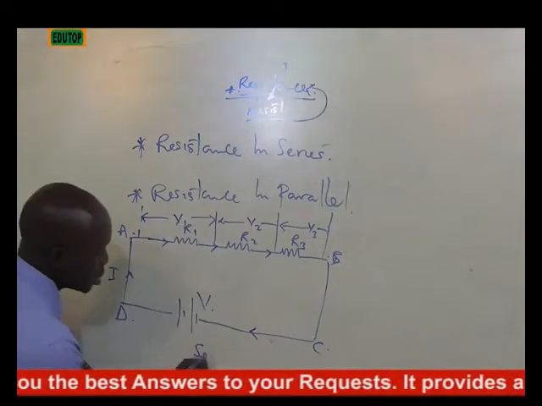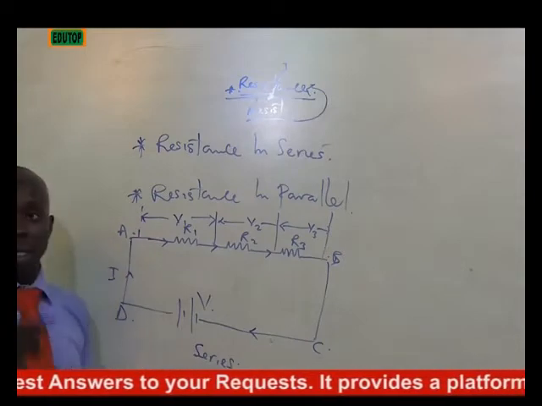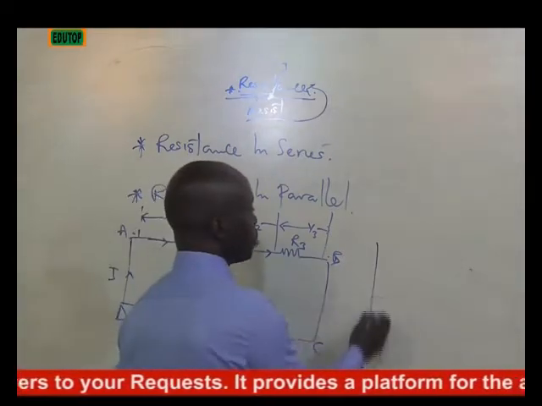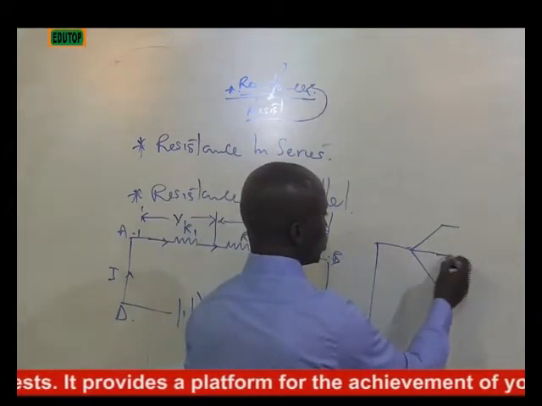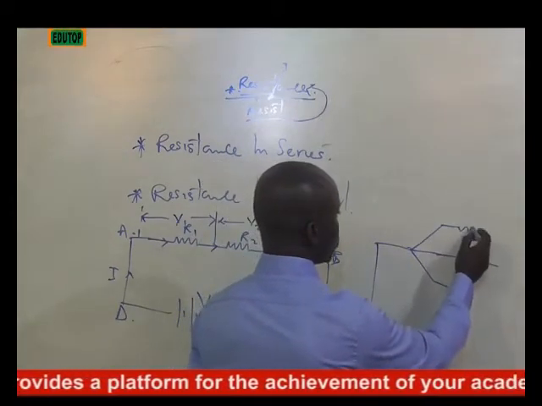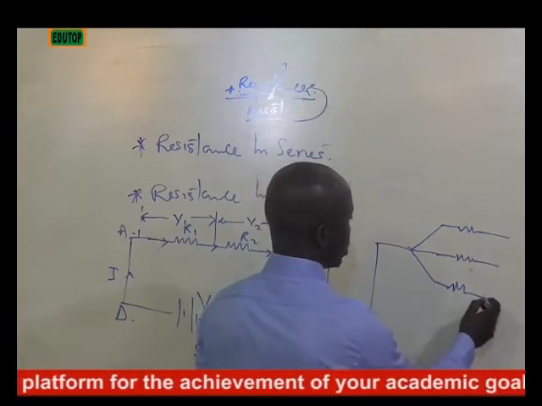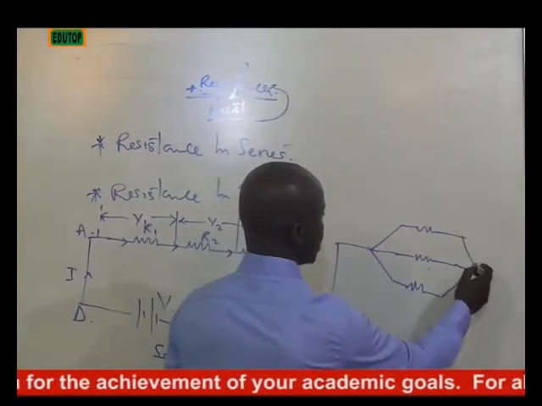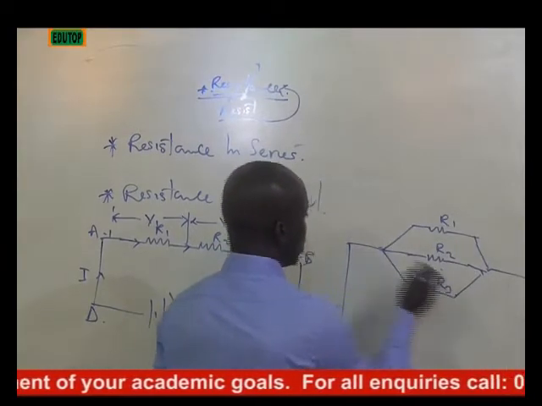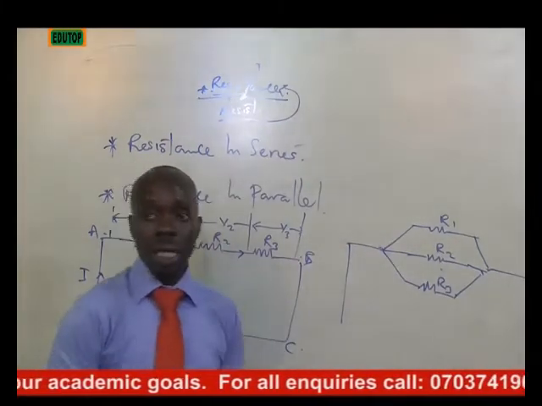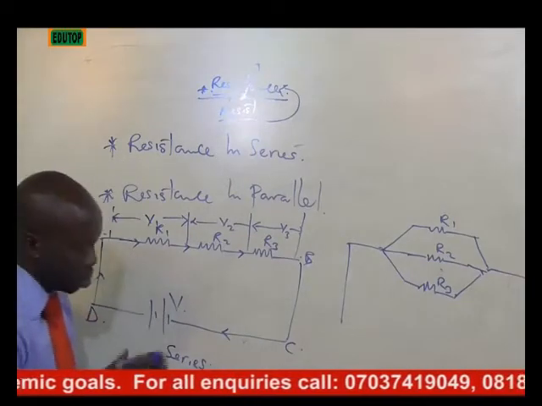So, this is series, and our parallel is drawn this way. You can have something like this way down, then you have it broken down this way, goes this way. Now from here, you realize that this is R1, R2, R3. Now, at this junction, it is not the same current that passes through the three resistors.